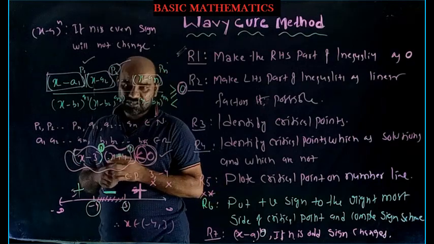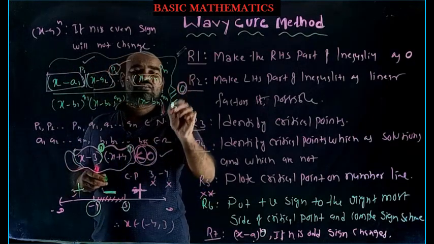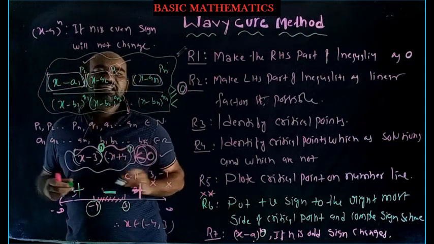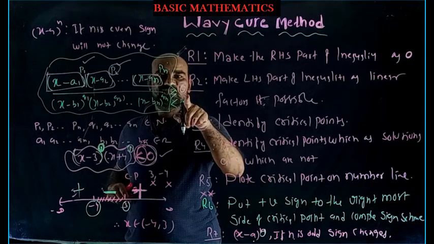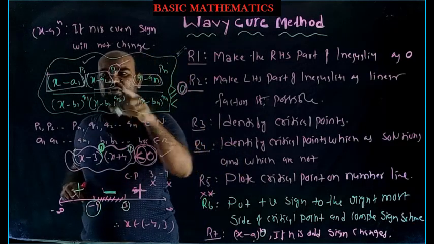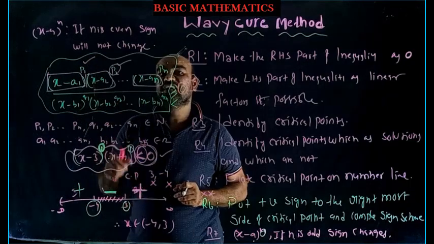Once again, listen, students. First of all, the given inequality should be in this form. The right-hand side of the inequality should be 0. The left-hand side should be linear polynomials with several exponents. After that, we need to identify critical points.